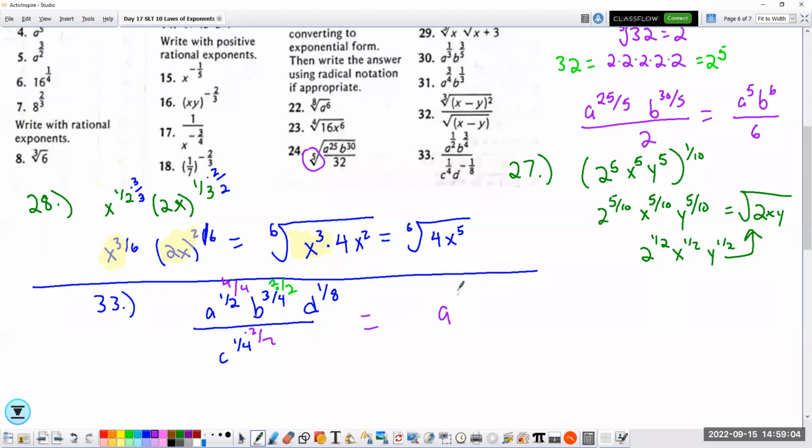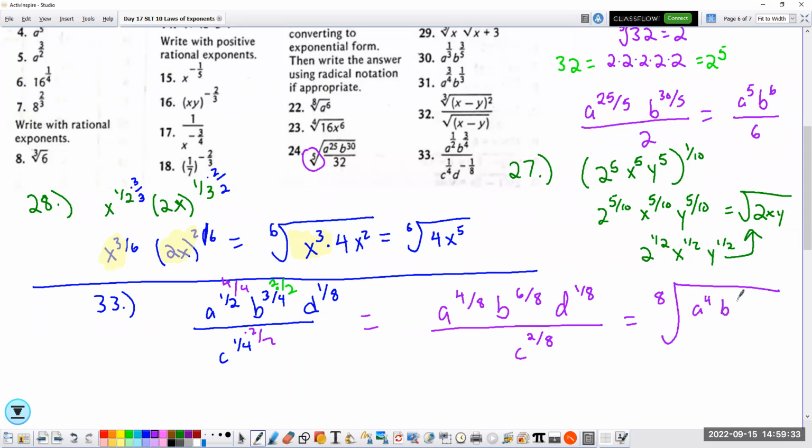So now I have a to the 4/8, b to the 6/8, d to the 1/8, all over c to the 2/8. The denominator here is 8. So remember, the goal is not to simplify this. It's just to write it as a single radical. So if I write this as the 8th root of a to the 4th, b to the 6th, d, I've accomplished the goal. Hopefully this video was helpful, and you're able to do the rest of the math problems on this homework yourself.